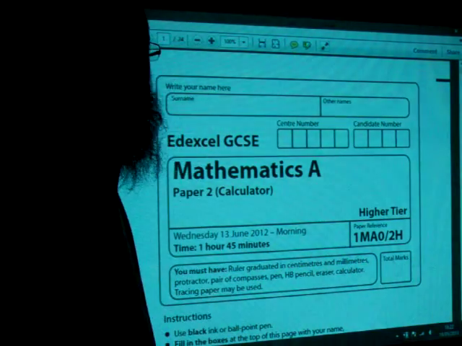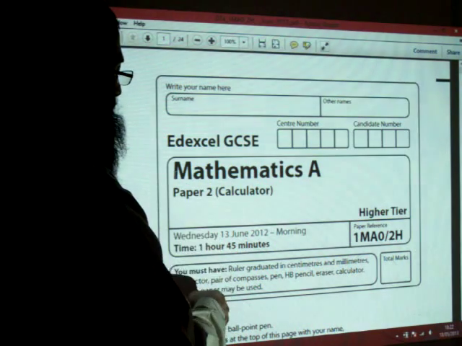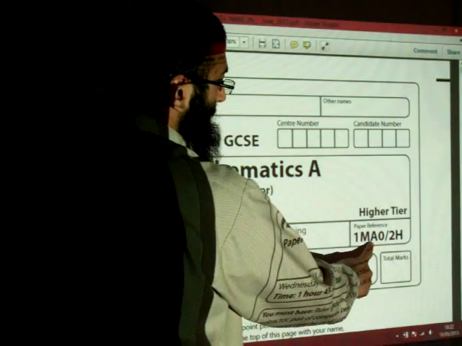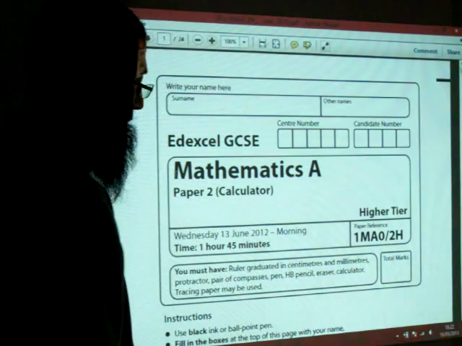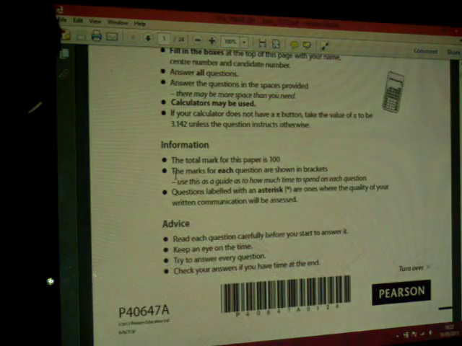Okay, folks, welcome back to another exam paper. As promised in the earlier video, we now have Edexcel GCSE Mathematics, Paper 2, calculator allowed, the higher tier, the 1MA0 syllabus. That's the second paper.